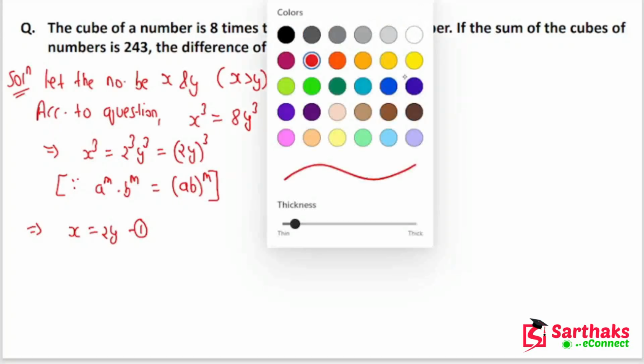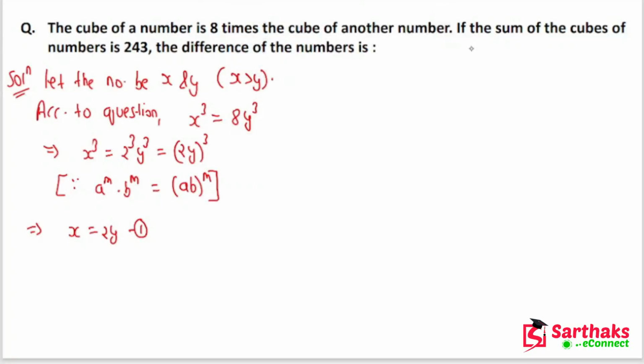Now let us see the other condition which will help us to find out x and y. It is just the first equation. We cannot find out x and y from this equation alone, so we need some other condition, right? Now the question says, if the sum of the cubes of the numbers is 243, you can see sum of the cubes, that is x cube plus y cube is equal to 243. Find the difference between the numbers. So since x is greater than y, we have to find x minus y. That is basically what we have to calculate.